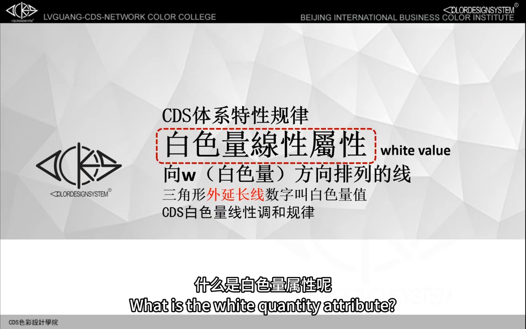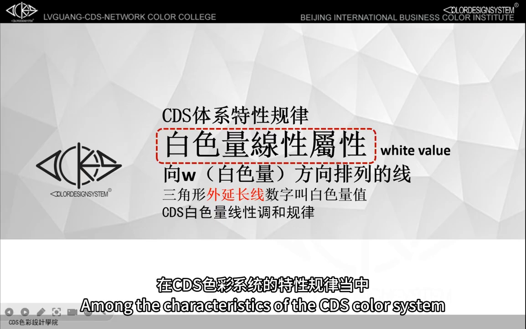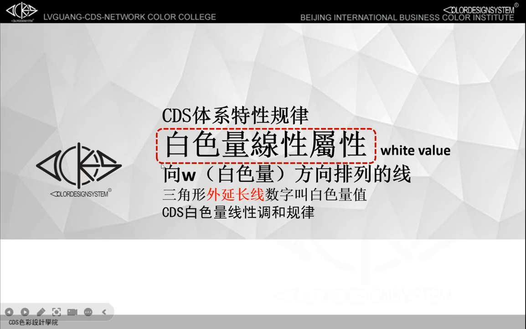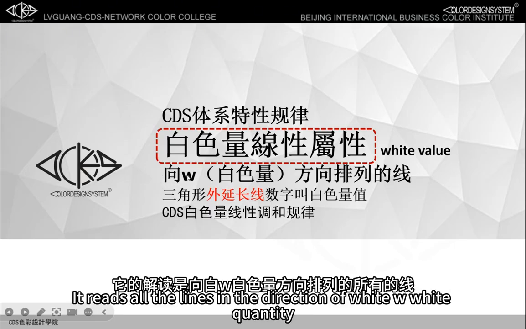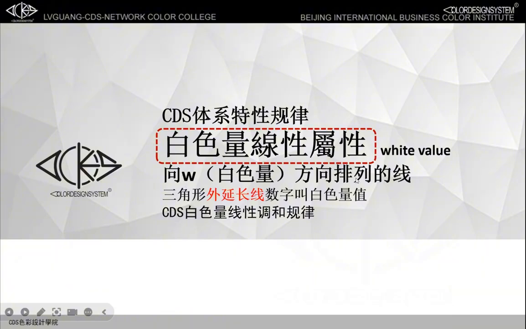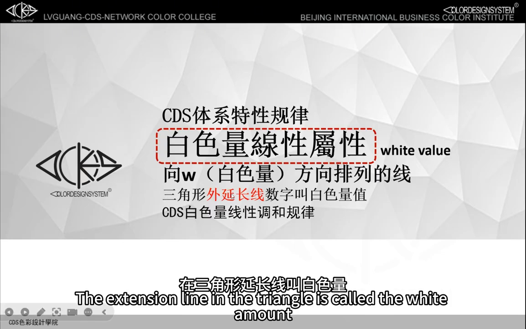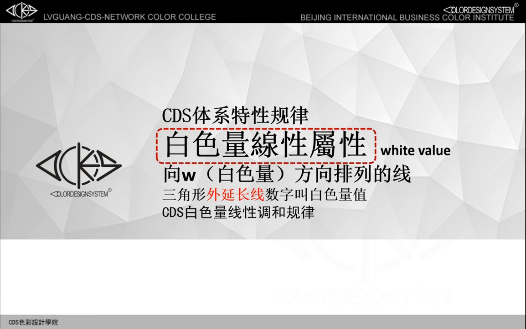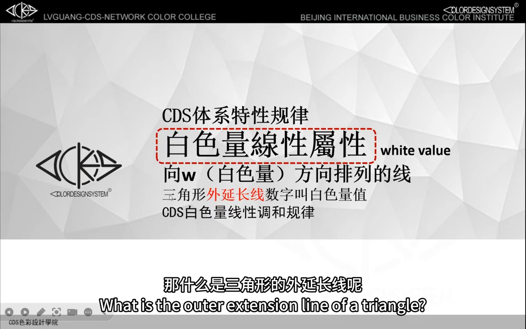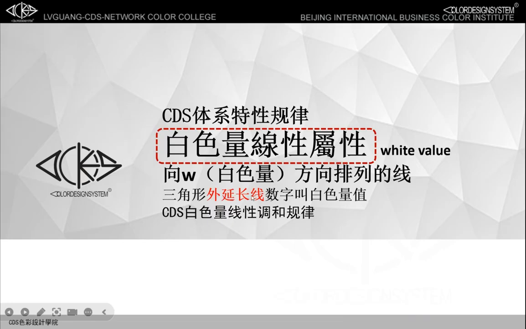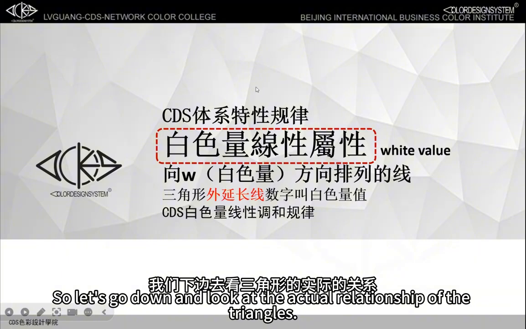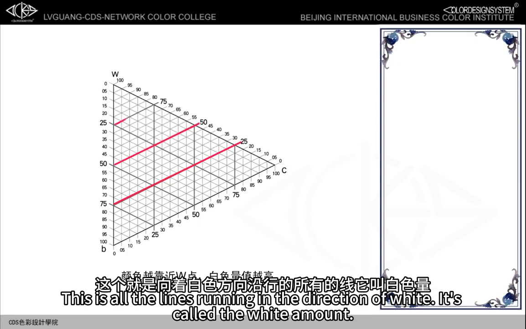What is the white quantity attribute? Among the characteristics of the CDS color system, it refers to all the lines in the direction of white, W. Lines in all directions, the extension lines in the triangle, are called the white amount. What is the outer extension line of a triangle? So let's go down and look at the actual relationship of the triangles. This is all the lines running in the direction of white. It's called the white amount.